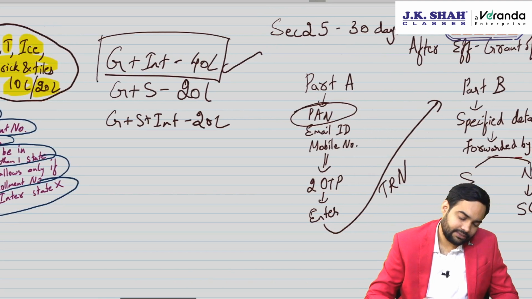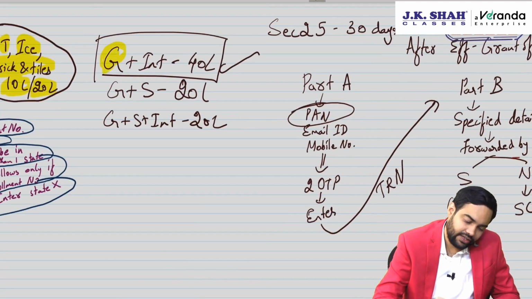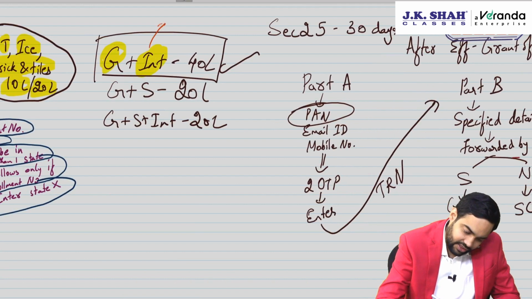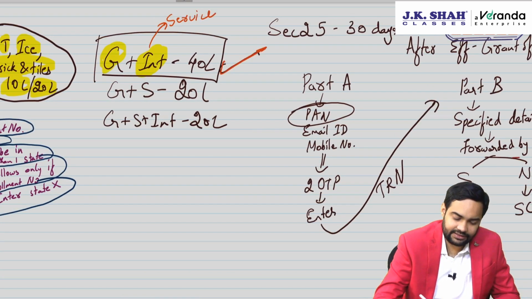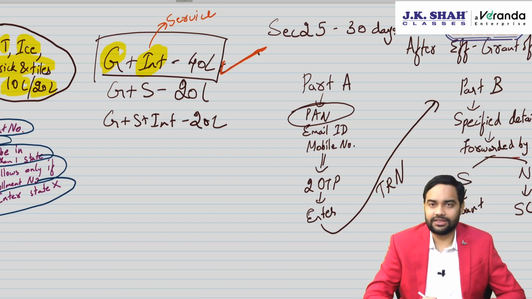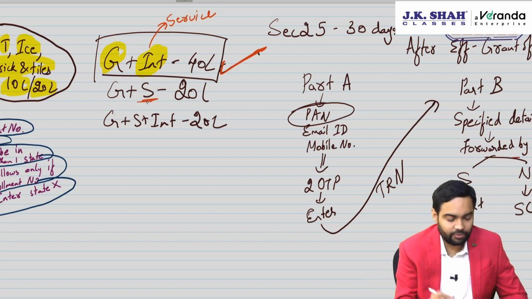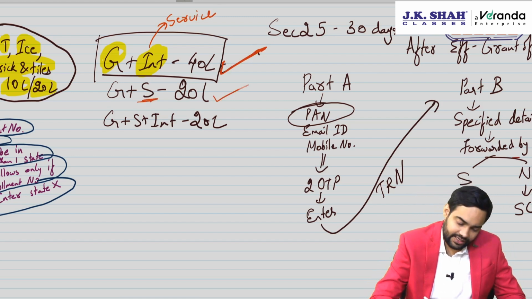Now, say suppose you are supplying goods and you are also earning interest. Interest is a service. Will you still be eligible for the 40 lakh limit? The answer is yes. This is a specific relief which is available. But sir, what if I am providing any other service? Then the 20 lakh limit will apply.